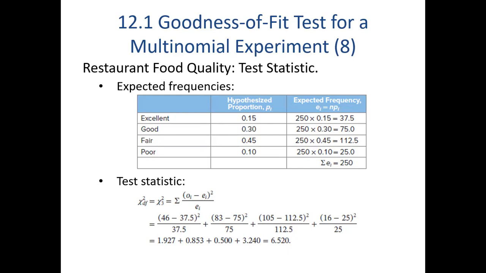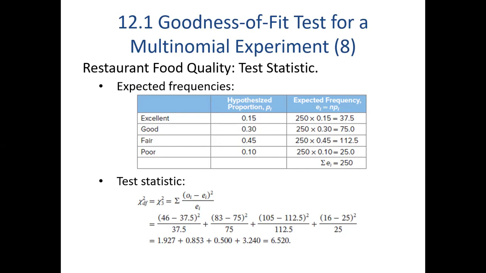So what does it mean? This p-value is the probability of getting a test statistic as extreme as 6.52, provided the null hypothesis is true. Now 0.088 is the probability value. Usually we select level of significance alpha equal to 0.05. That is, we take a 5% risk in making a type 1 error, okay?